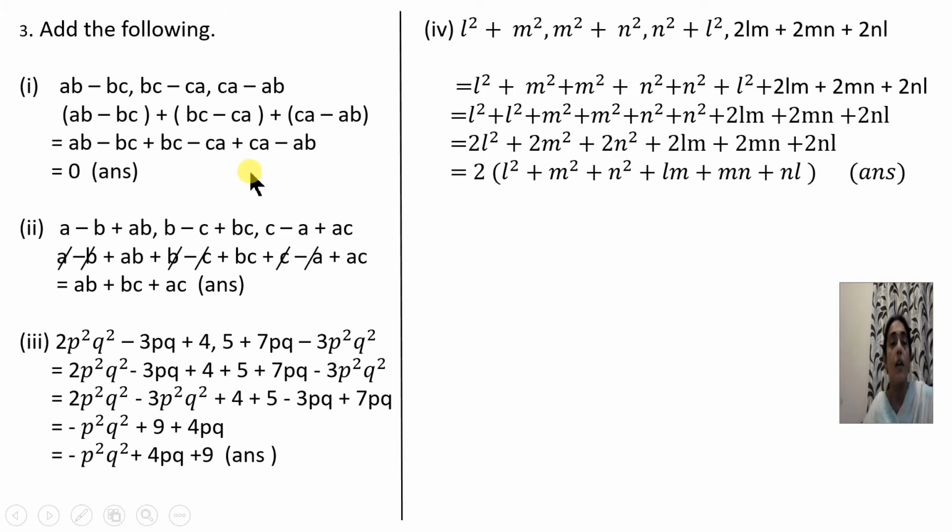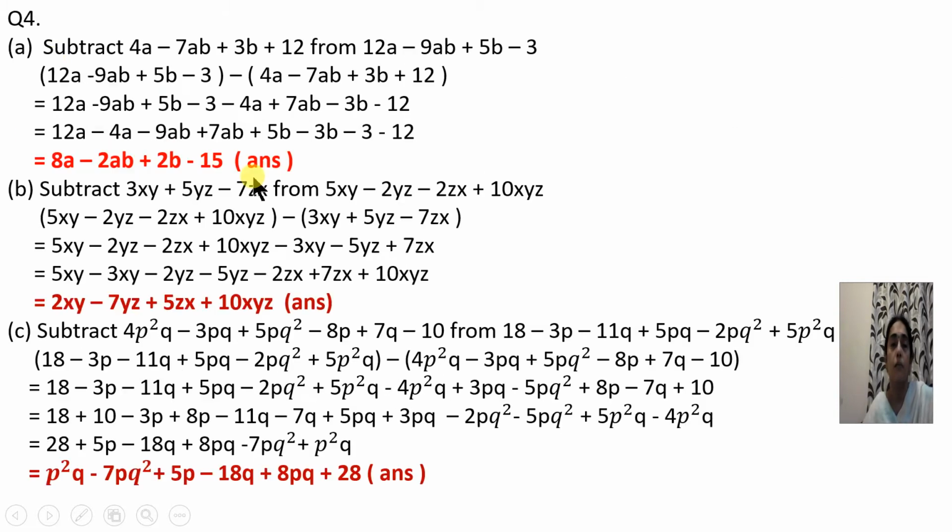Now let's go to subtraction. Subtract 4a minus 7ab plus 3b plus 12 from 12a minus 9ab plus 5b minus 3. Now you have already learned that in subtraction, whatever is written after 'from', we write first. So what will I write first? 12a minus 9ab plus 5b minus 3.